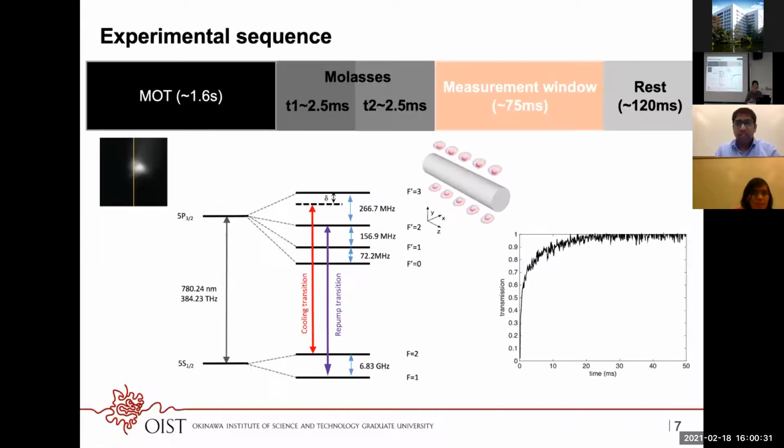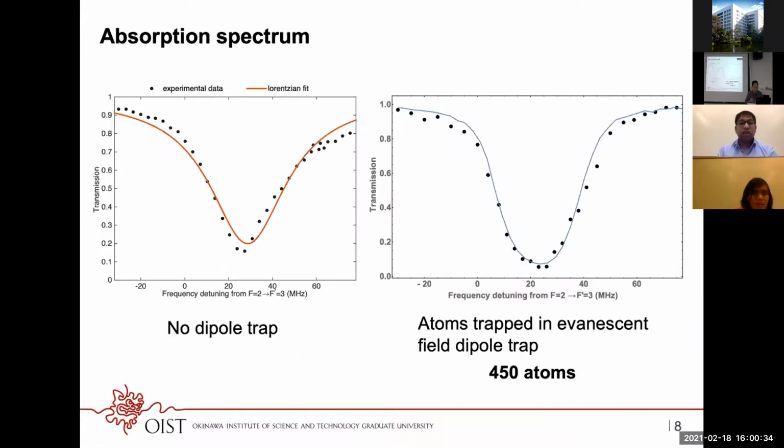So using this, we can measure the absorption spectra. What is shown here is where there is no dipole trap, and here where the dipole trap was on. Note that the only difference is the polarization. With the polarization mismatch of the counter-propagating red field, we can turn on and turn off the dipole trap while keeping the same amount of power going through the nanofiber. So when there is no dipole trap, we see a very familiar Lorentzian kind of absorption, which essentially comes from the cloud of atoms moving around the nanofiber.